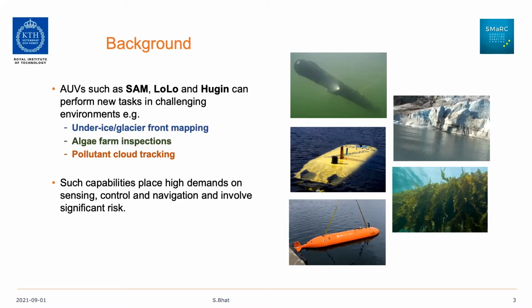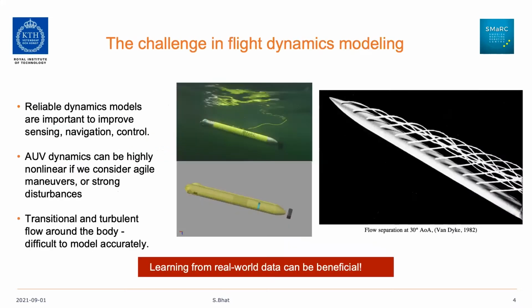Now, when you do these things, you have high requirements on sensing, control, and navigation, and you also have significant risk and uncertainty and disturbance. So how can we consolidate all this together and balance these different requirements and still have good performance? That's a good question, right? So when you think about that, one piece that's common to all of them is to have reliable dynamics models. These are important for sensing, they're important for navigation, they're also important in control.